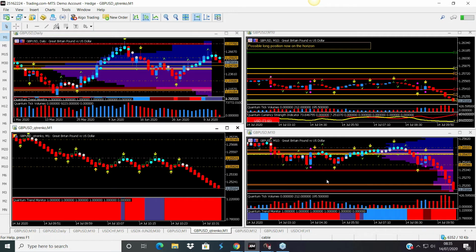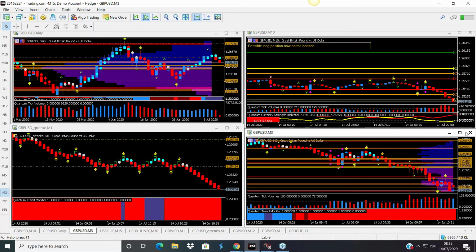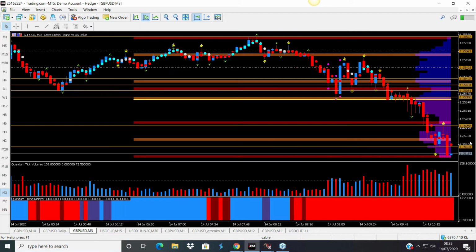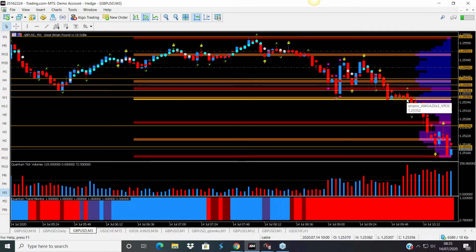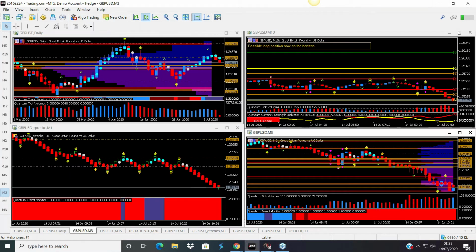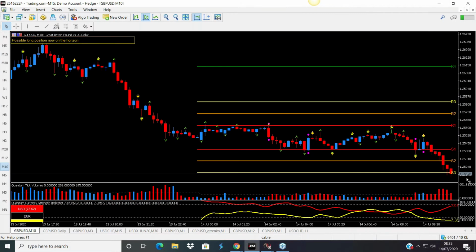Right, then let's move to my 3-minute chart first of all, which is what I would normally have sitting next to it here. And again, we've got the break lower from the volume point of control, but it's really the 10-minute chart which is of interest to me because of where the levels are at the moment.